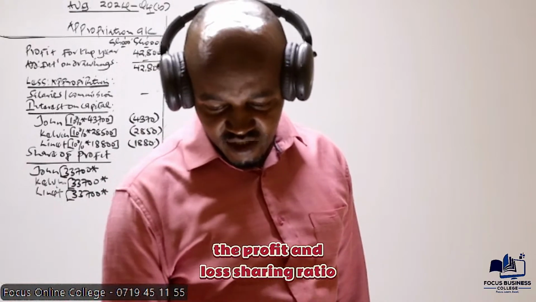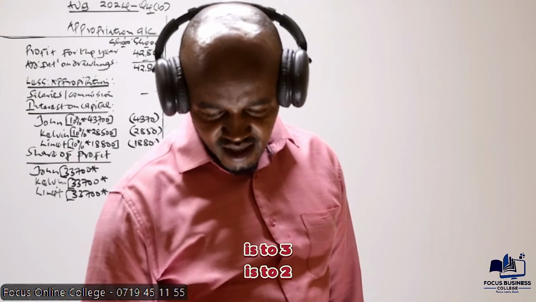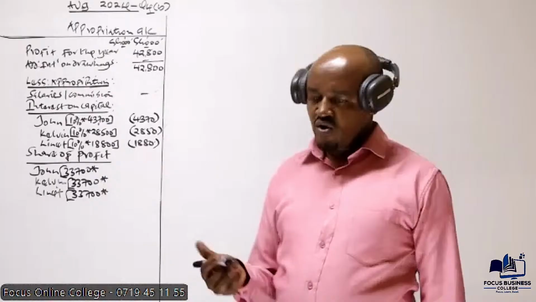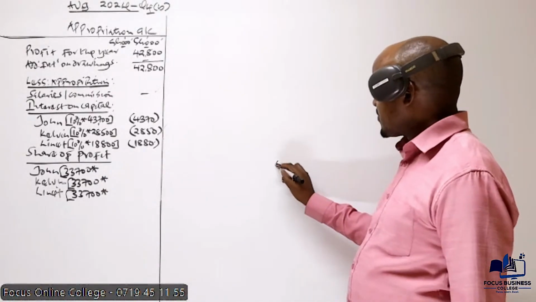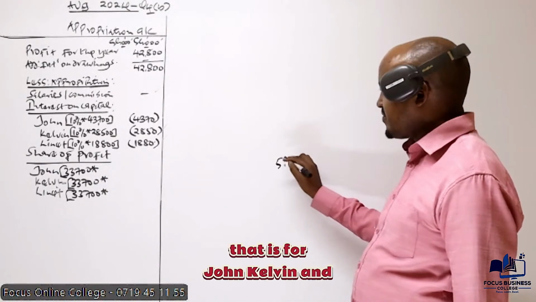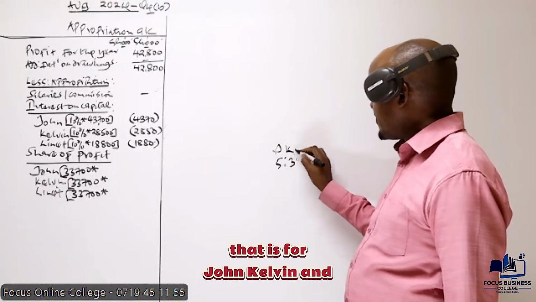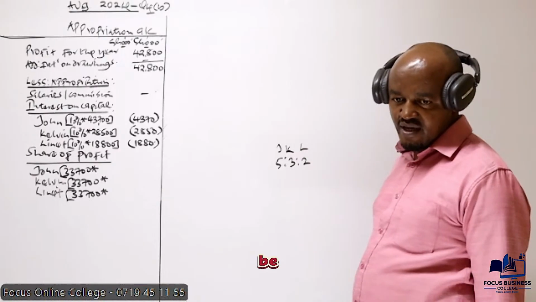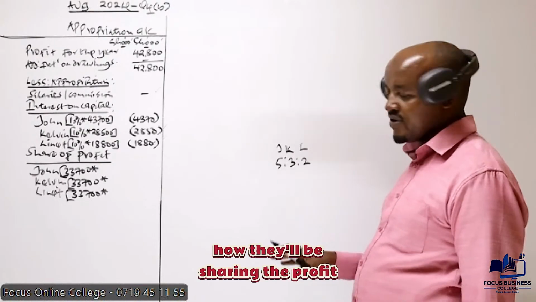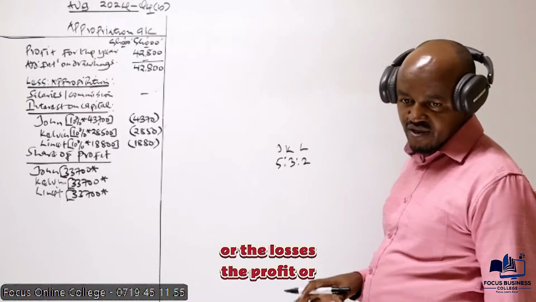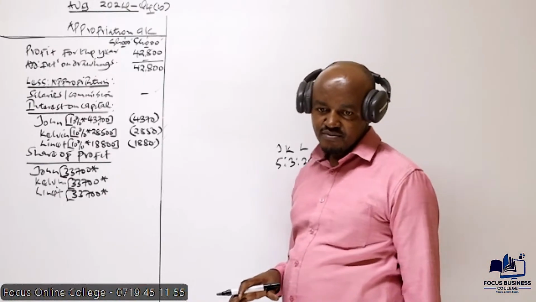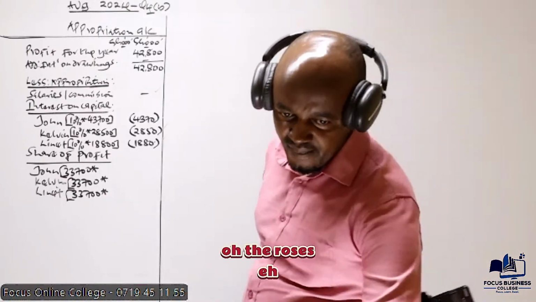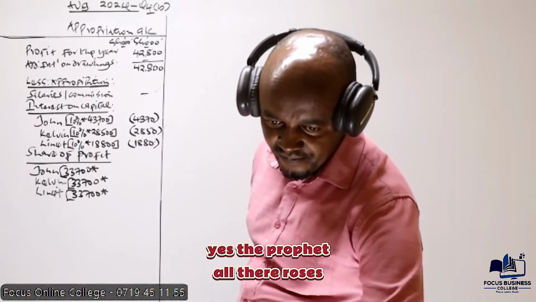The profit and loss sharing ratio in the first paragraph of our question is 5:3:2. That is for John, Kelvin, and Renette. That's basically how they will be sharing the profit or the losses.